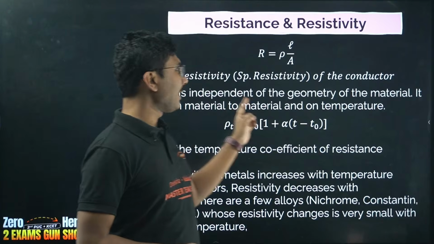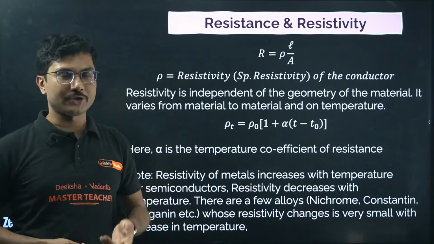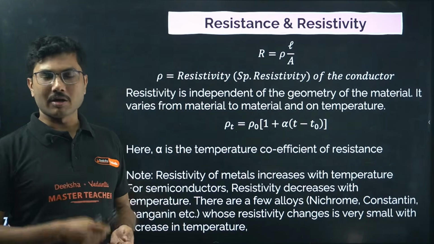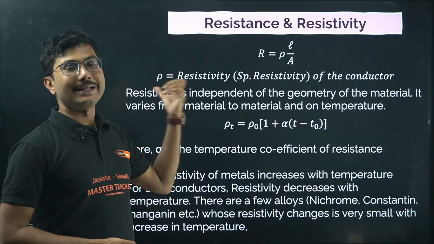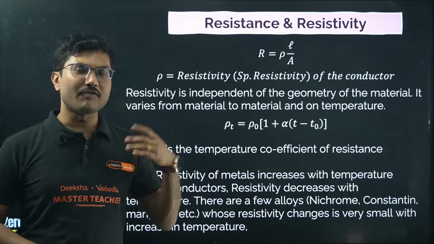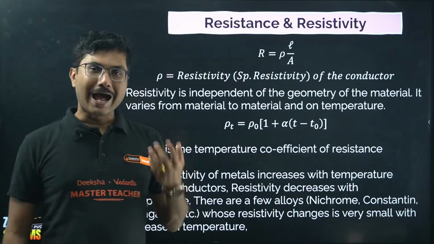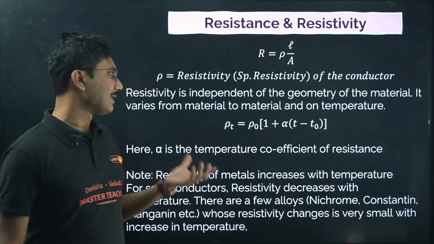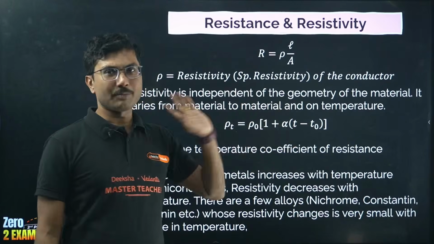Resistivity is independent of the geometry of the material. That means resistivity does not depend on dimension. It does not depend on length or breadth or area. It varies from material to material and on the temperature. So for example, resistivity of iron is different than that of copper, and also it depends on temperature. As the temperature increases, resistivity increases. So this is the linear proportionality.